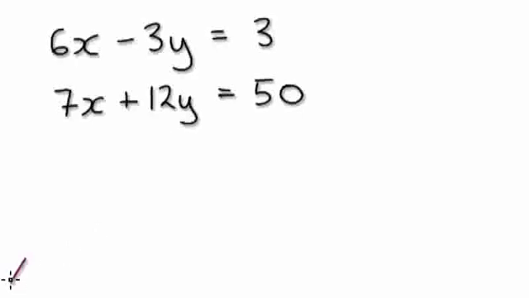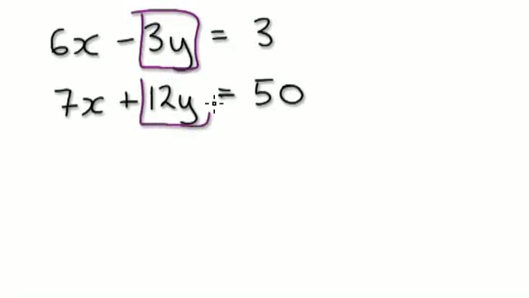Okay. So press pause and have a go. Okay, so have a quick glance. Normally if I have a quick glance, I can spot this straight away. If you times this equation by 4, times everything by 4, this will give you a minus 12y. And then here you've got positive 12y, and then you can add the two together.